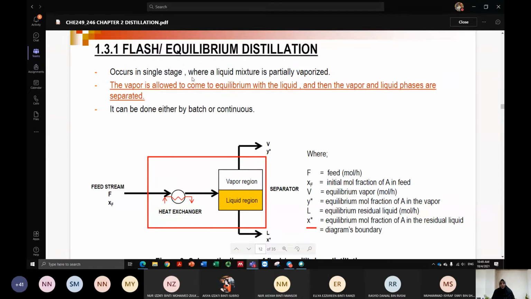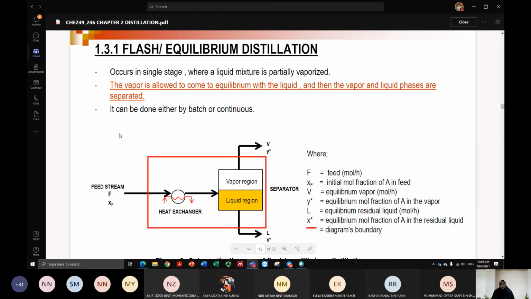This is where the liquid mixture that we're going to have will be separated. The liquid mixture is partially vaporized. You're going to feed the mixture that you have. Remember that for this topic, we only deal with binary mixture, two components only, and those two components should be able to be separated using a distillation column.